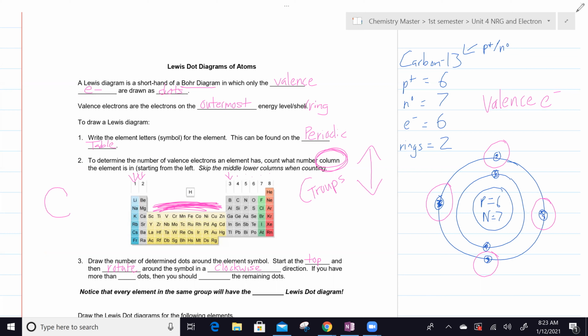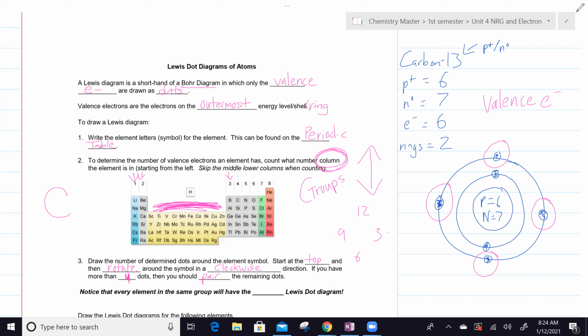So we're going to do the same thing in a clockwise direction. And then if you have more than 4 dots, you should pair the remaining dots, which is no different than what we were doing before, right? So remember we would start at 12 o'clock, then go to 3 o'clock, 6 o'clock, 9 o'clock. And if we have more than those 4, we would go back to 12 o'clock, back to 3 o'clock, back to 6 o'clock, back to 9 o'clock, okay?